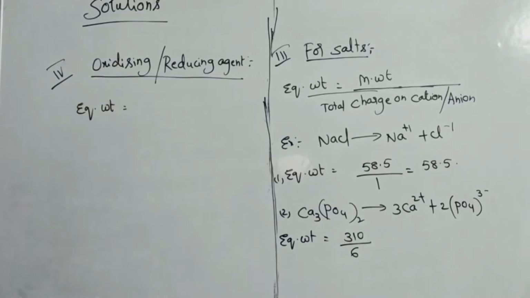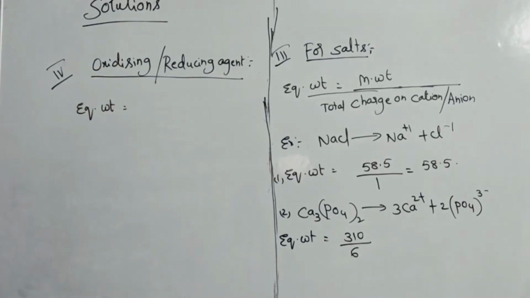Now use the formula. Small w is equal to what? Capital M into GMW into volume in ml, whole by 1000. Use this formula: small w is equal to capital M into GMW into volume in milliliters by 1000. Directly you can use this formula.